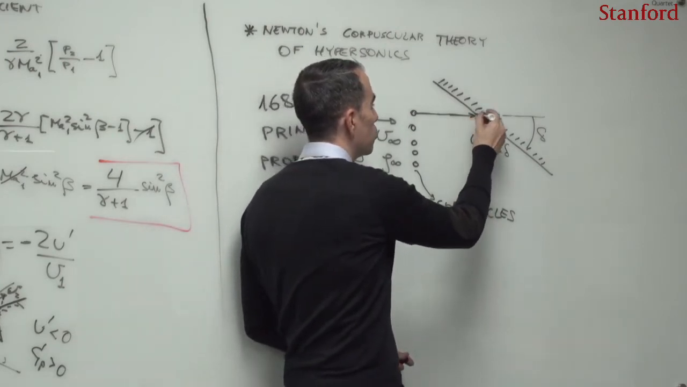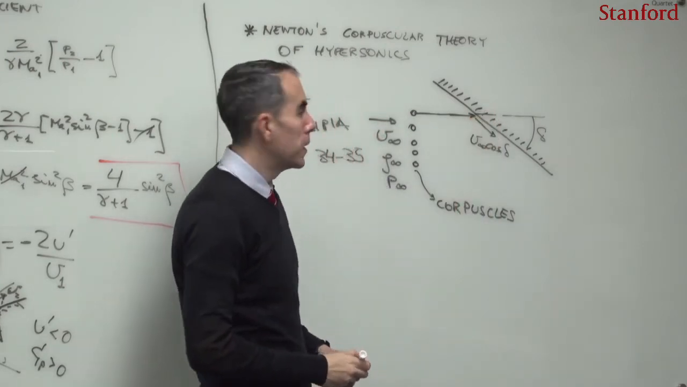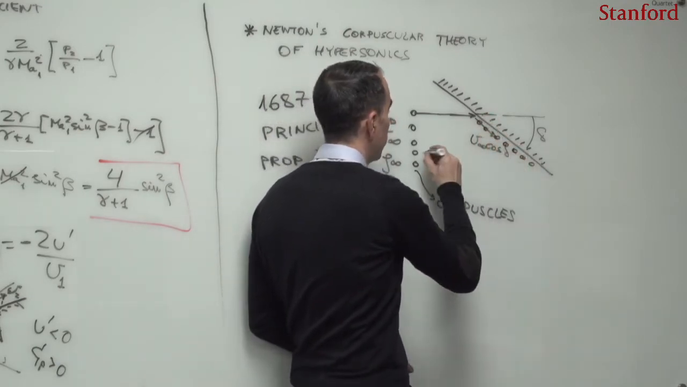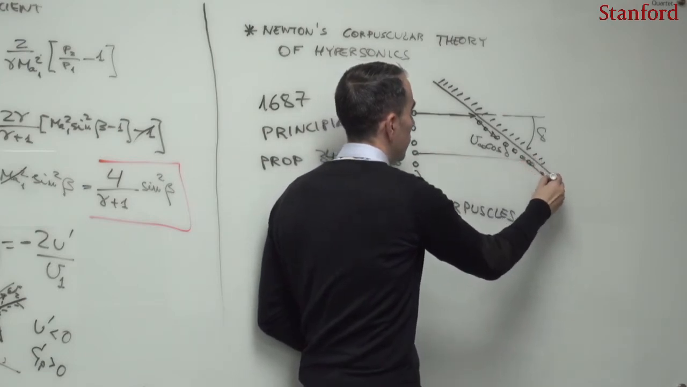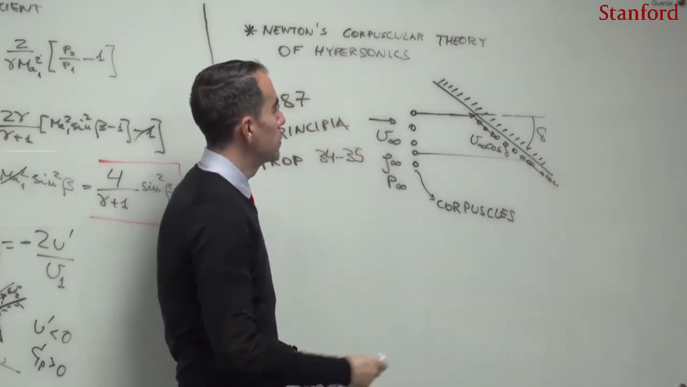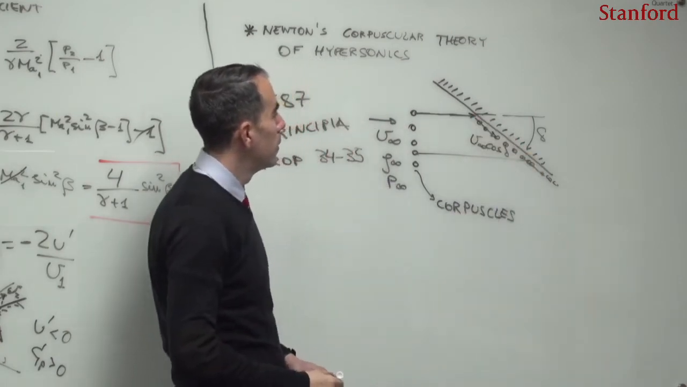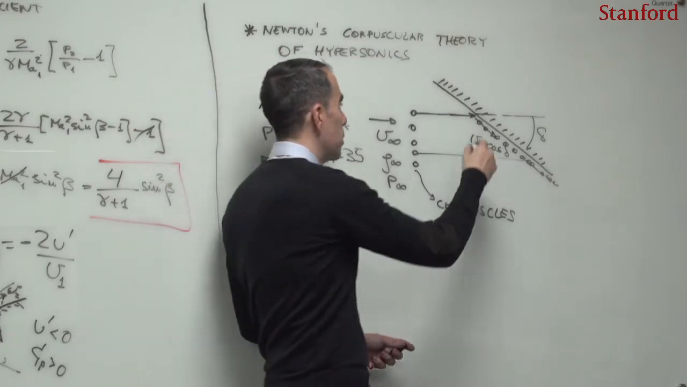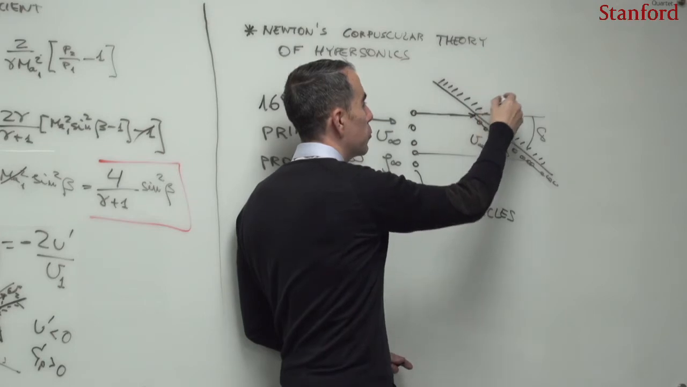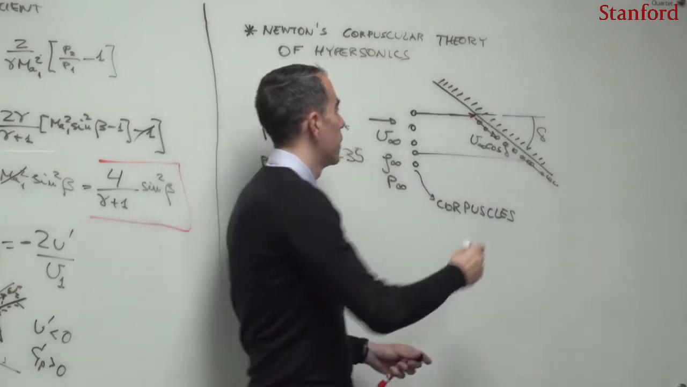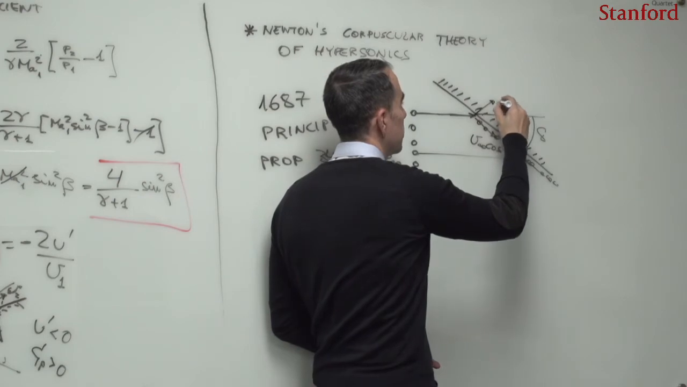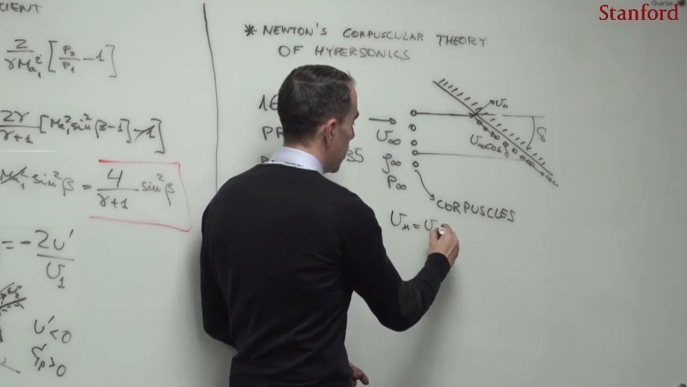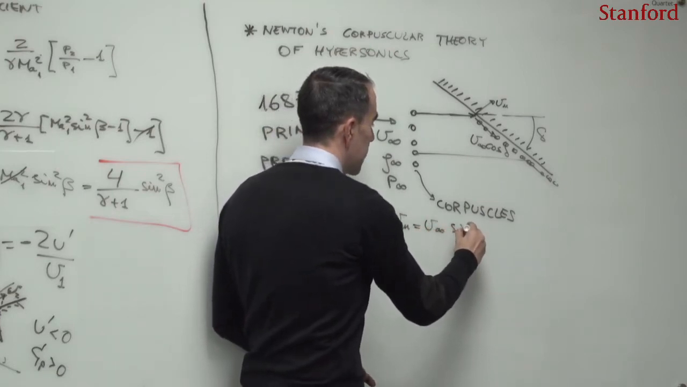These corpuscles will go to the surface, they will collide inelastically, and then they would slide down along the surface, all of them, in such a way that they would be giving away their normal component of the velocity, or what is the same, they will be transferring their momentum normal to the surface. So this velocity normal to the surface, this u sub n, is just the velocity at infinity multiplied by the sine of delta.